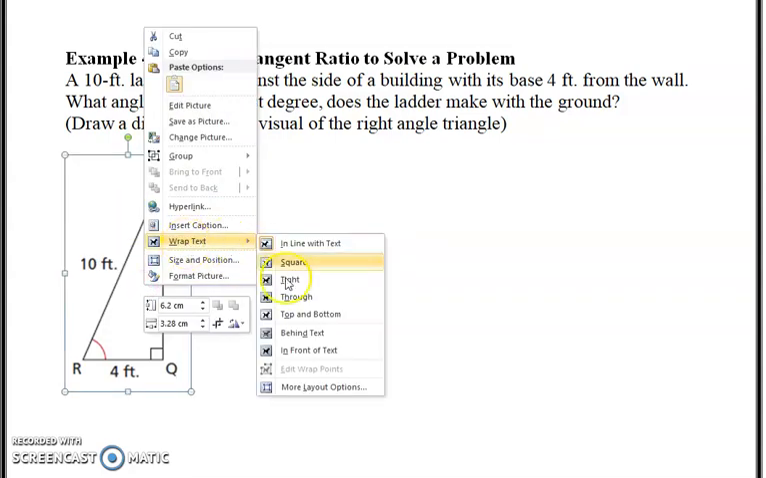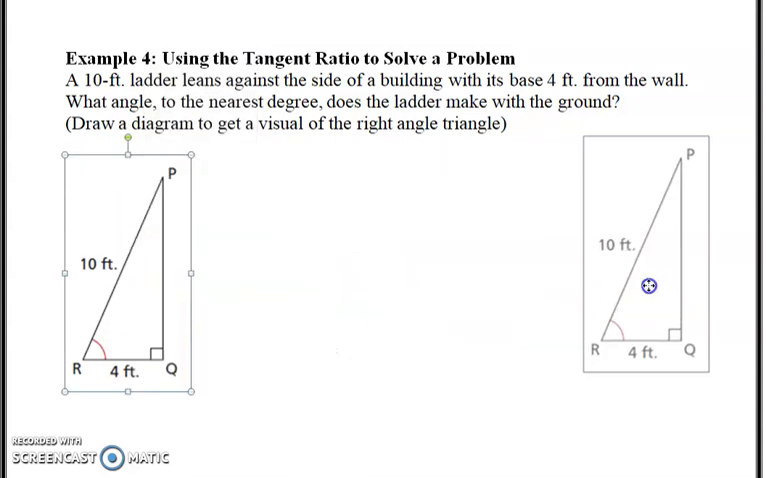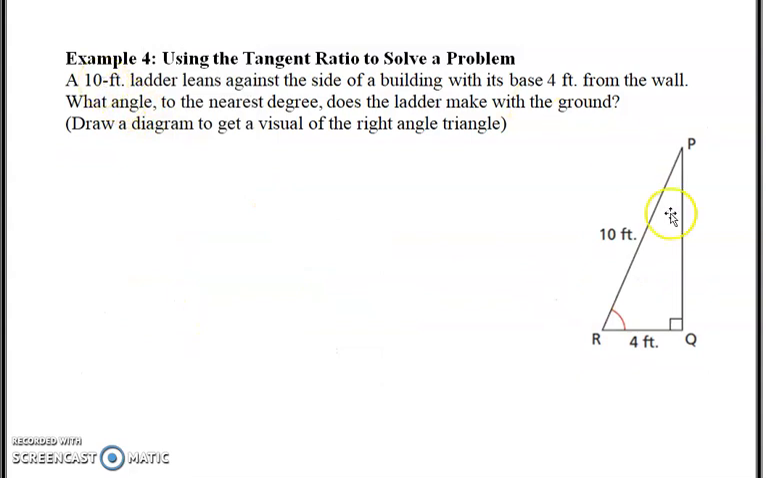So there's your diagram here. We'll talk about it. It says a 10-foot ladder leans against the wall, so this would be the ladder, this would be the wall, and this would be the ground, assuming it's going to create a nice right angle. And the ladder is 4 feet from the wall. What angle to the nearest degree does the ladder make with the wall?